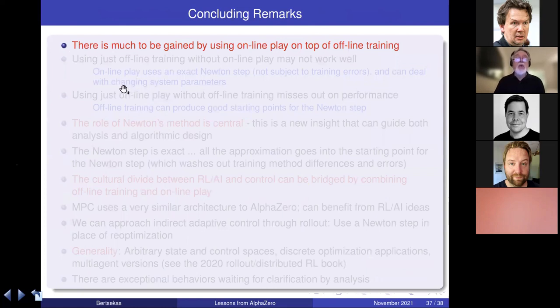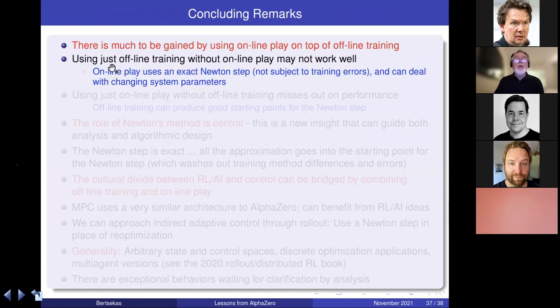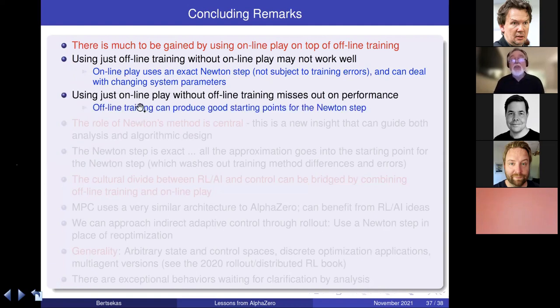Okay, let me conclude. I want to make a few points here. The first one is that there is much to be gained by using online play on top of offline training. There's a potential for very large improvements. If you just use offline training without online play, it may not work very well because we lack the Newton step that corrects for training errors and can deal with changing system parameters. On the other hand, using just online play without offline training, we may miss out on performance because we will not have good starting points for the Newton step. So that's the first point I want to make.